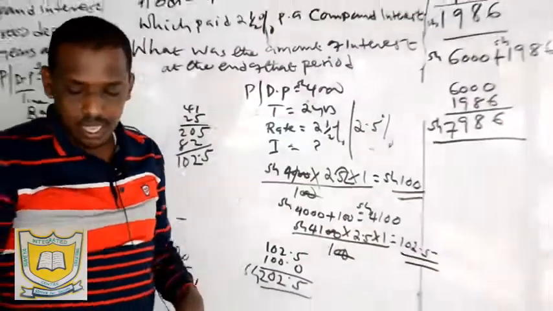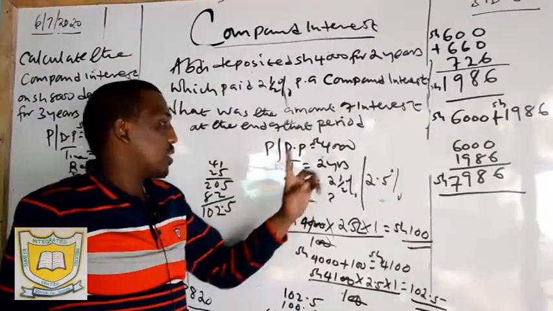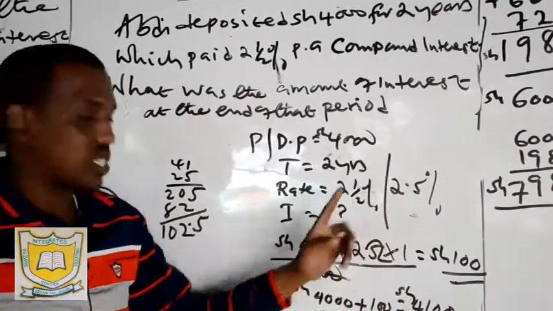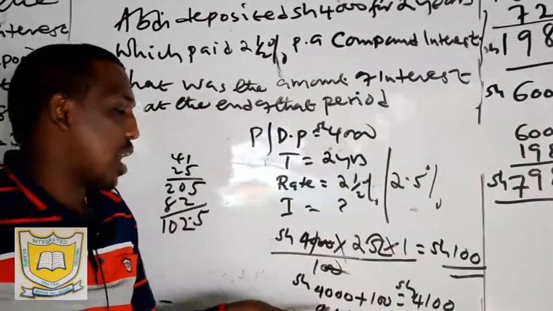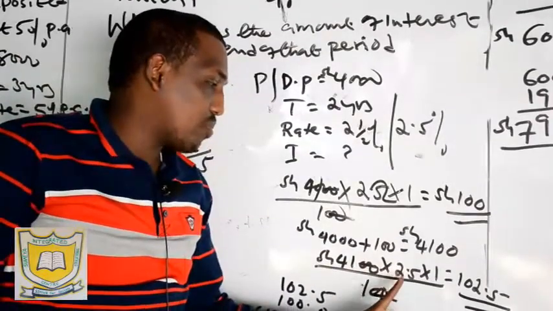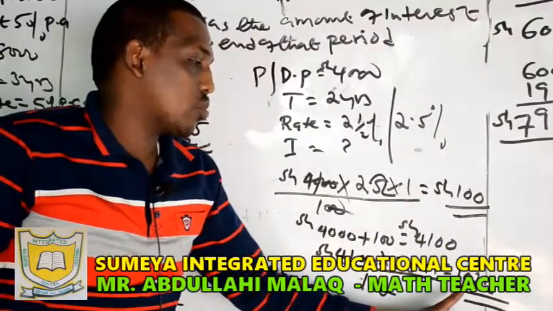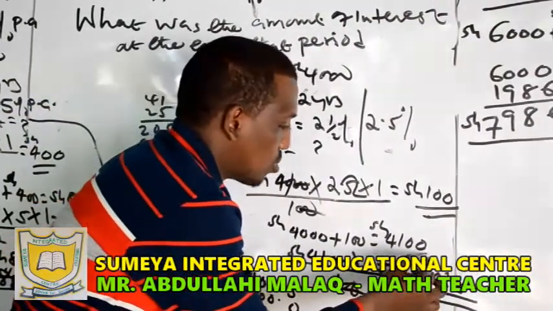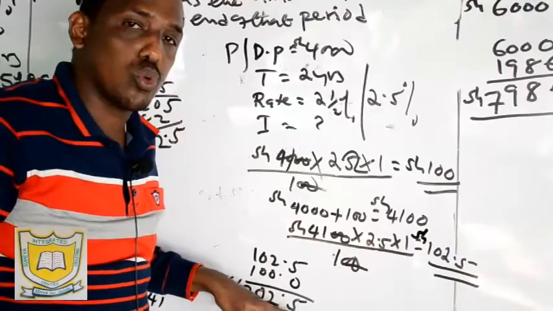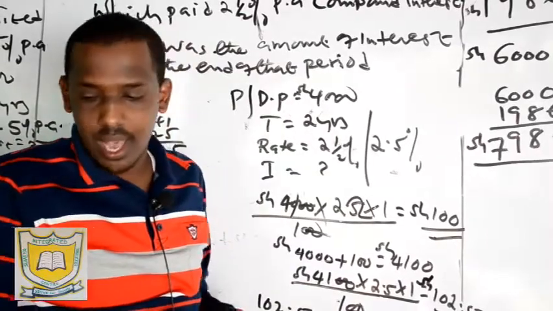They're asking the interest. So if you are told to find the interest, that is how we find it. The principal 4,000 times rate 2.5 times time, the first year, over 100, you will get 100. The second year, 4,000 plus 100, you will get 4,100. So 4,100 times rate 2.5, times the second year, over 100, you will get 102.5 shillings. So you add the two interests now, 102.5 plus 100, you will get 202.5 shillings. Now that is the interest. They say the amount of interest, that is the interest now. They don't want the amount.